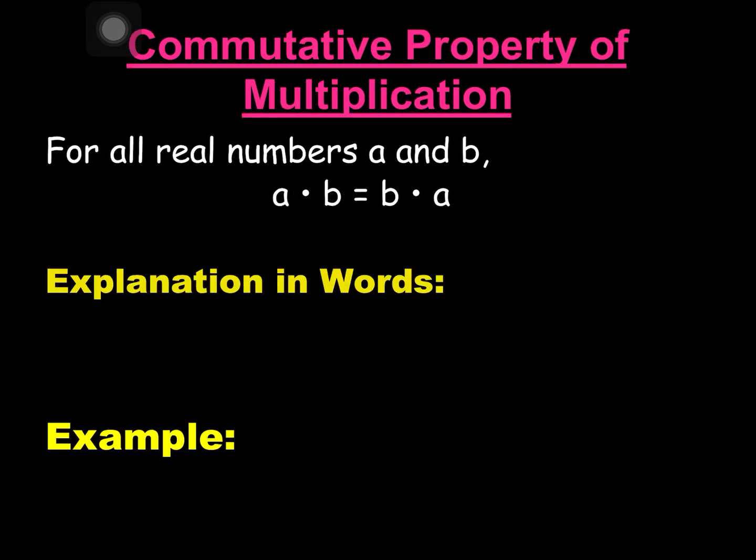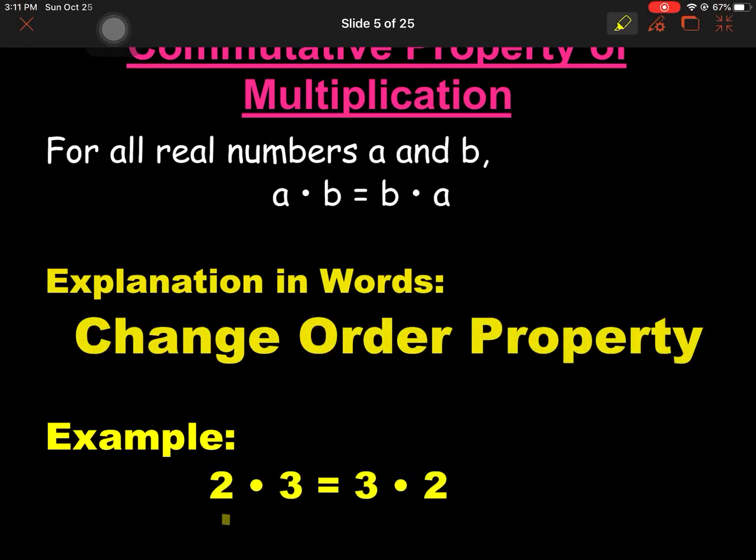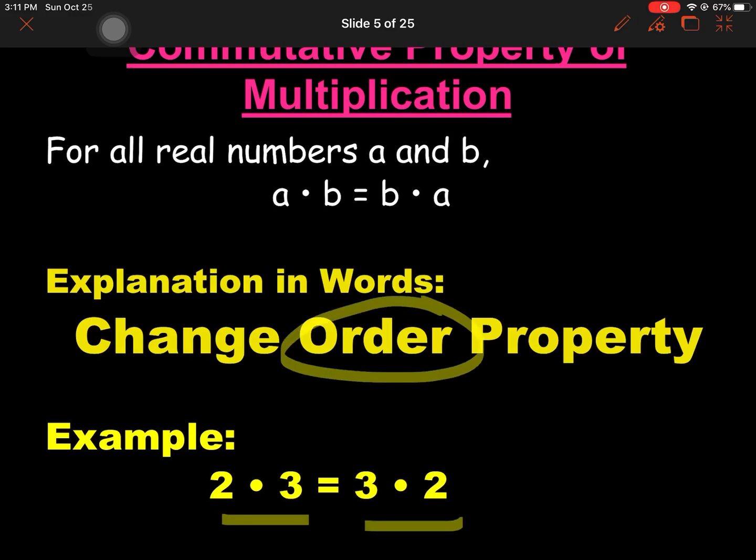Commutative property for multiplication is the same. So a times b is the same as b times a. So once again, the order can change, and so 2 times 3 is the same as 3 times 2. So once again, order can change.